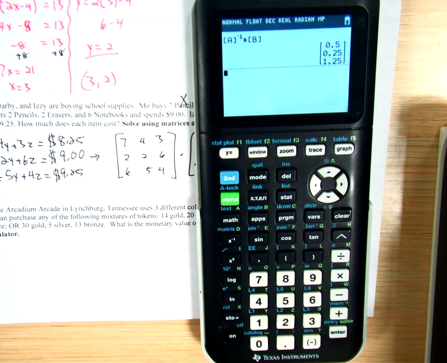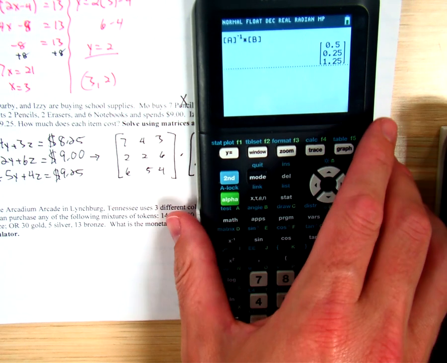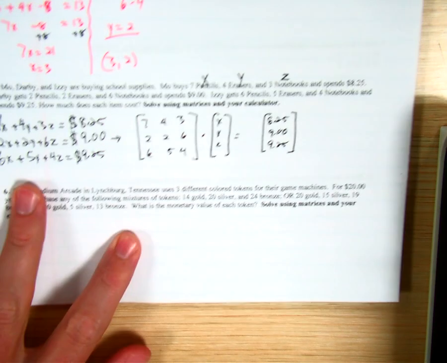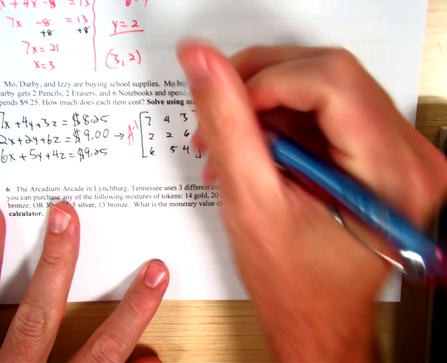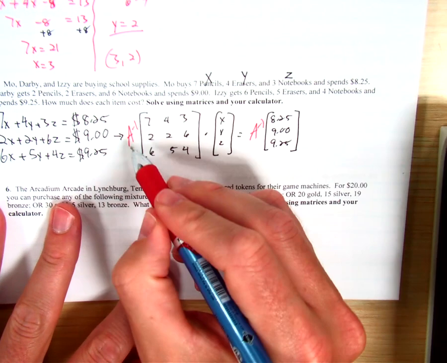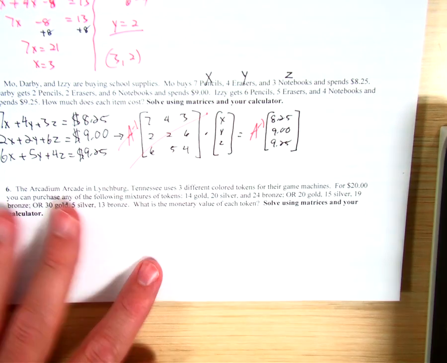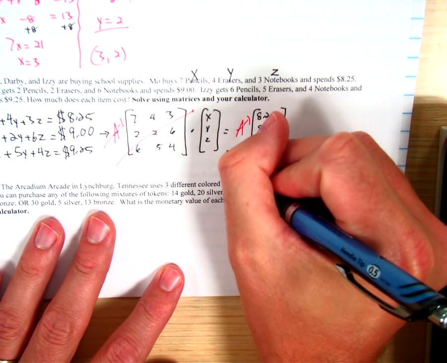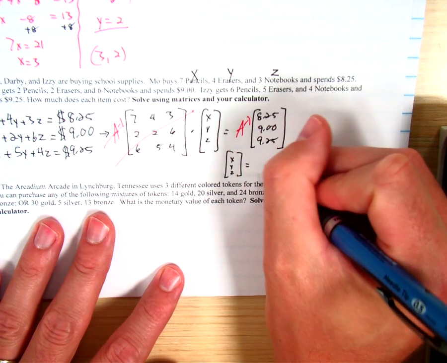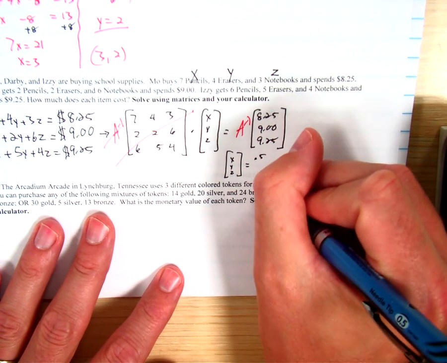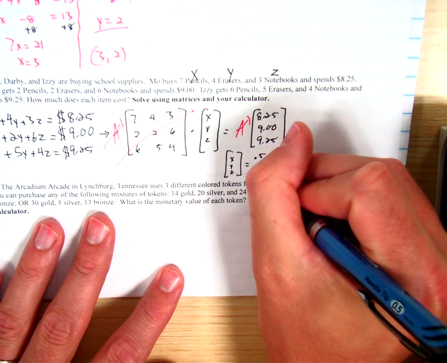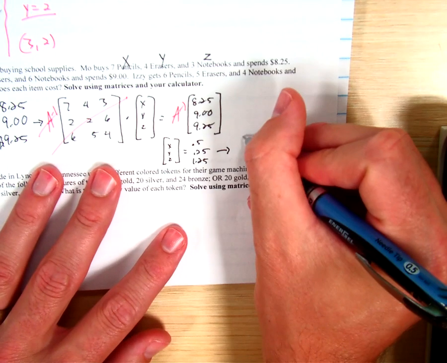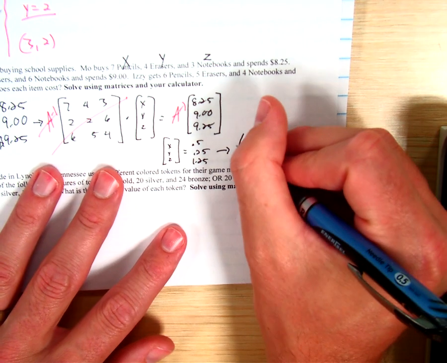0.5, 0.25, and 1.25. So 50 cents, 25 cents, and $1.25. On our paper, we need to show doing A inverse, and A inverse will cancel out A. And we're left with x, y, z equals 0.5, 0.25, and 1.25. And we should probably write that as a coordinate point with the dollars.